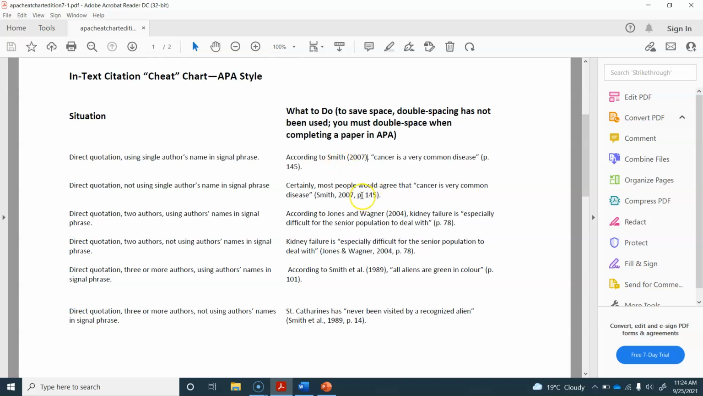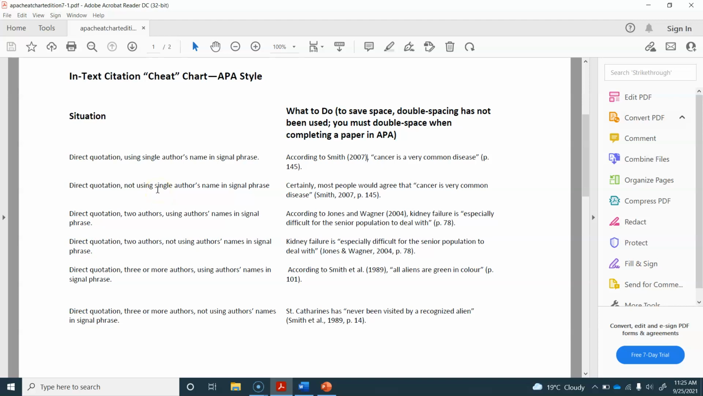Okay, so you see the difference between the two? If I'm using the author's name in the sentence, I'm going to put the year of publication right after the author's name, and then I'm going to put the page number right after the direct quotation. But if I'm not using the author's name in my sentence, then I'm going to put everything in a big long bracket at the end. So I'm going to have my author's last name, my comma, my year of publication, my comma, and then my page number. Okay, so easy so far, right?